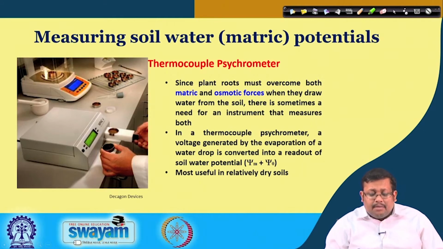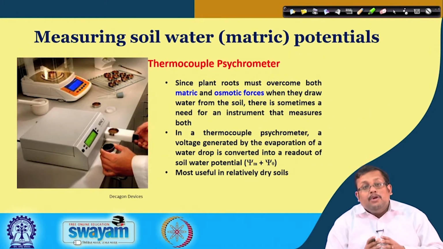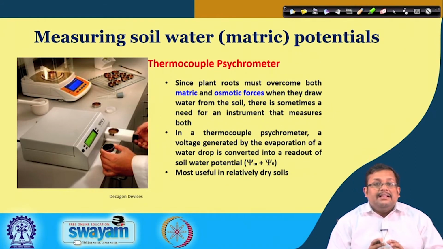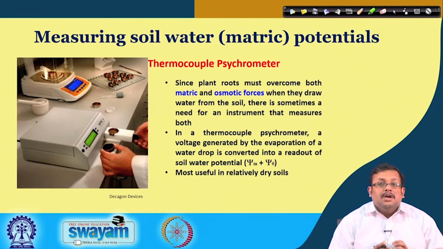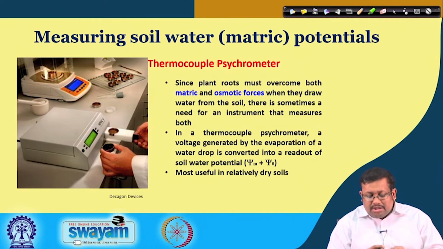Another important instrument is the thermocouple psychrometer. Remember that this is a picture of a thermocouple psychrometer, and it basically measures both matric and osmotic forces. In a thermocouple psychrometer, a voltage generated by the evaporation of a water drop is converted into a readout of soil water potential, which is the combination of both matric potential and osmotic potential, and it is most useful in relatively dry soils.